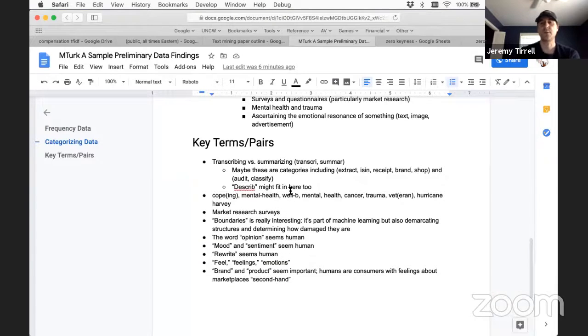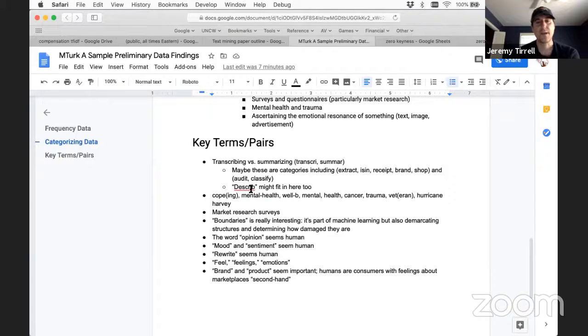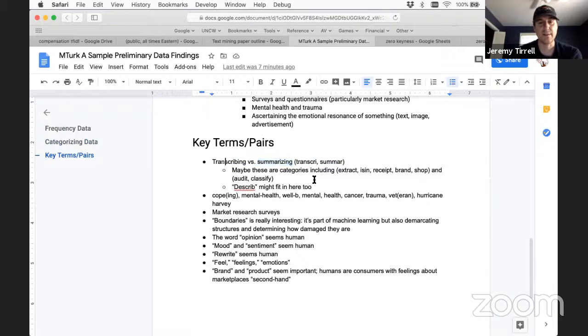What's interesting is the more you look at this data, the same things keep coming up. It's like the same kind of jobs keep coming up. And looking at these terms, I've talked about transcribing versus summarizing. In looking at this, describe or describing might fit in here too. I'm not sure if this is going to be a meaningful pair or not, but describe or description, even rewrite, transcribing versus extracting. This should be in here too.